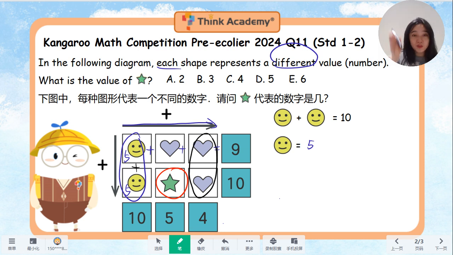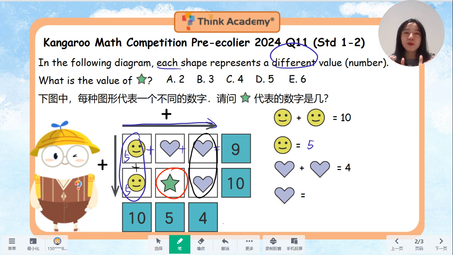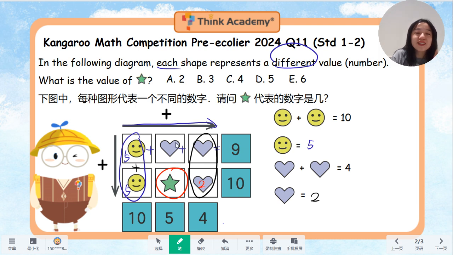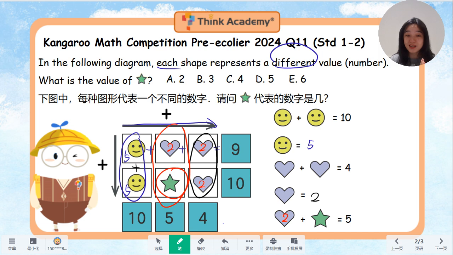If we focus on it in a vertical way, that's easier because it has fewer shapes. We can see that heart plus heart equals 4. To find one heart, let's review which number plus itself equals 4. I think some students can get it at once. Exactly, that is 2. And now let's replace the heart by 2. See, no matter whether you solve it horizontally or vertically, we can know it. But here I prefer fewer shapes. I just need to think: 2 plus the star equals 5. So what is the star?